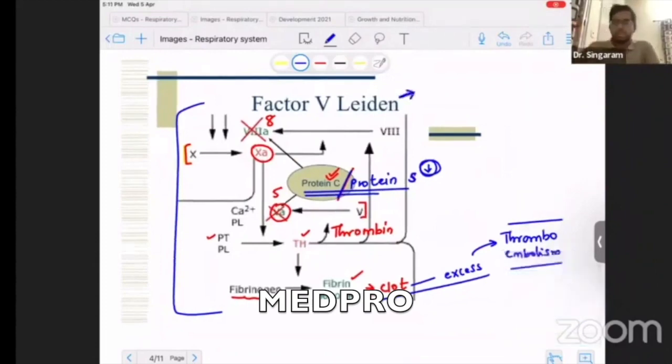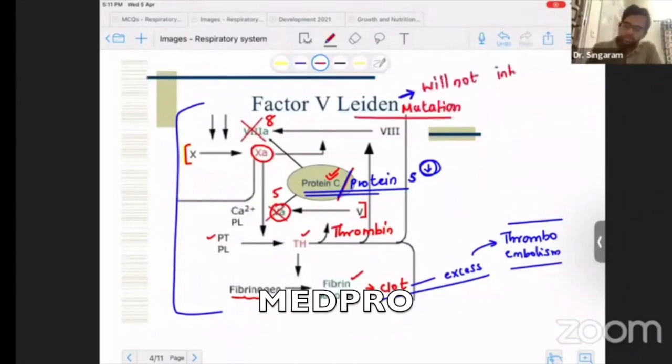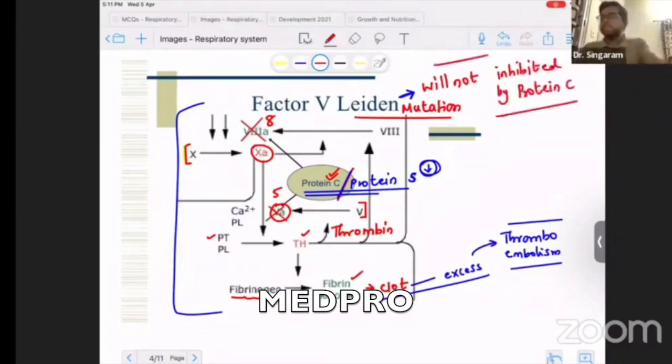Normally, I told you factor V can be inhibited by protein C. Whenever a factor V Leiden mutation occurs, this factor V will not be inhibited by protein C. Are you able to follow this? Even if protein C is present, whenever the factor V Leiden mutation is present, that factor will not be inhibited. So all these steps will occur again, excessive clot formation will occur, and again thromboembolism is going to occur.